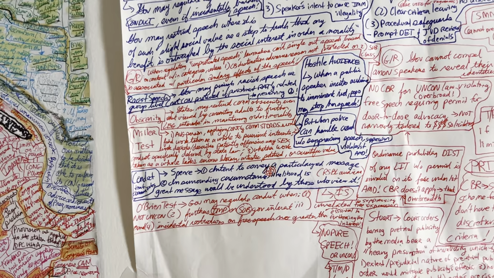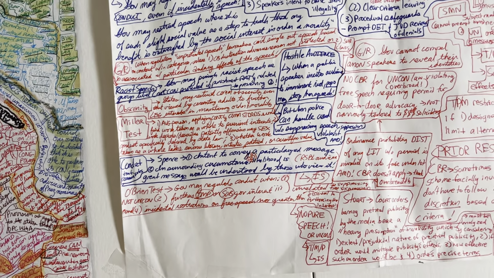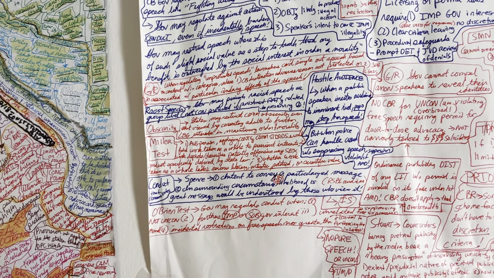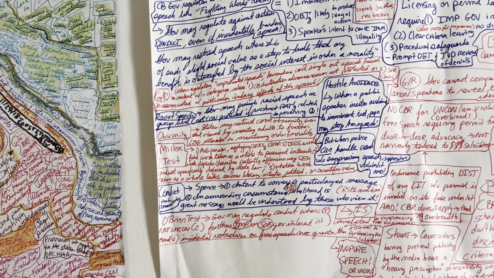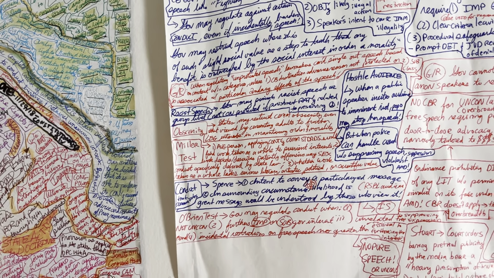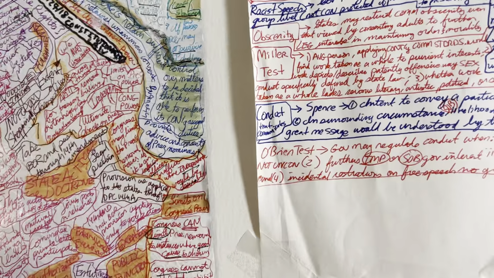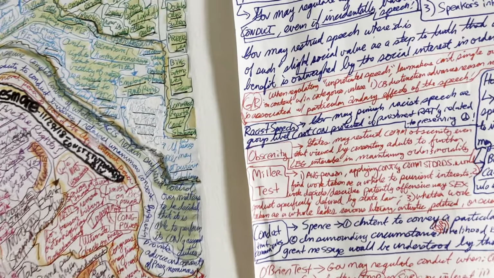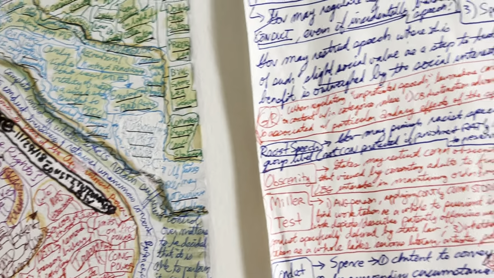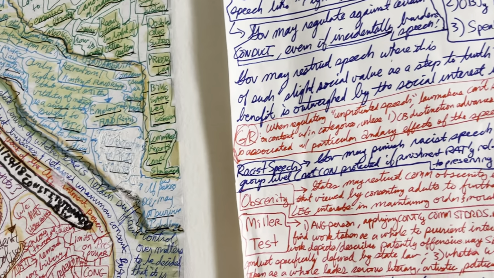And also remember the collateral bar rule for an unconstitutional law violating free speech, requiring a permit for door-to-door advocacy, which was not narrowly tailored for monetary solicitation. And so here we'll talk more about other types of speech. We'll talk about the general rule again.